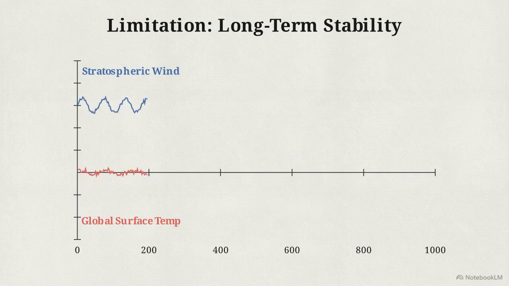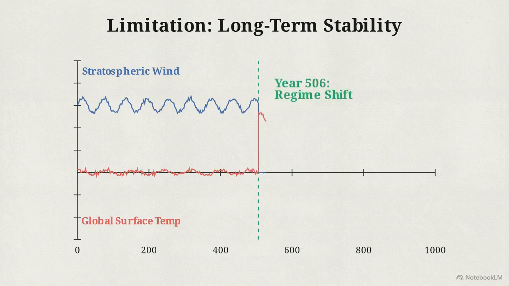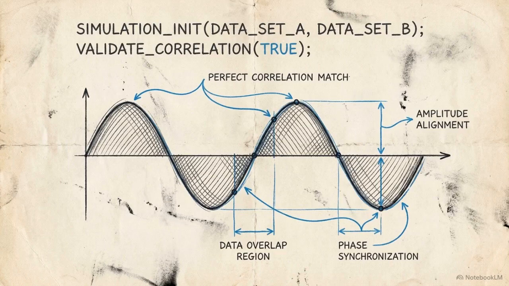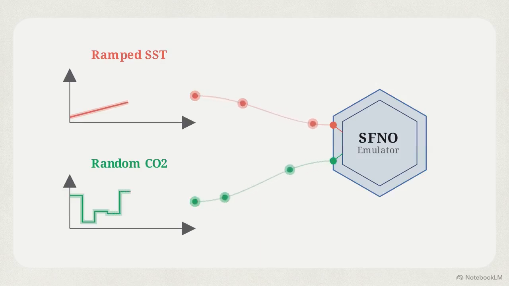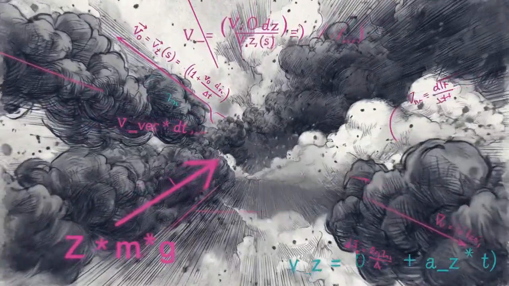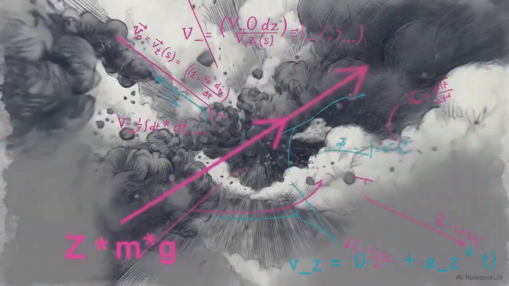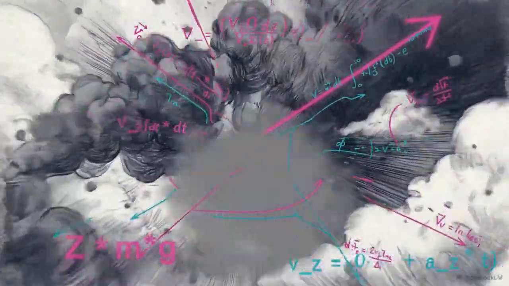Third, while the model remains stable for a millennium in most scenarios, one specific 1,000-year run experienced an unphysical stratospheric regime shift at year 506. Finally, these statistical improvements are currently validated across only 2 random parameter seeds. Structural limitations remain, but engineering independent training variables provides the definitive blueprint for teaching machine learning emulators how to handle other heterogeneous forcings, like atmospheric aerosols, in the future.